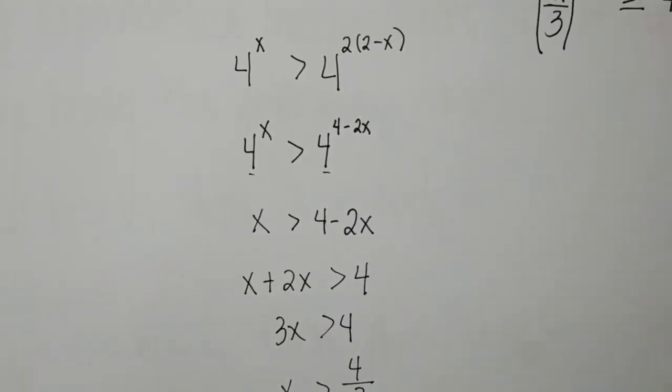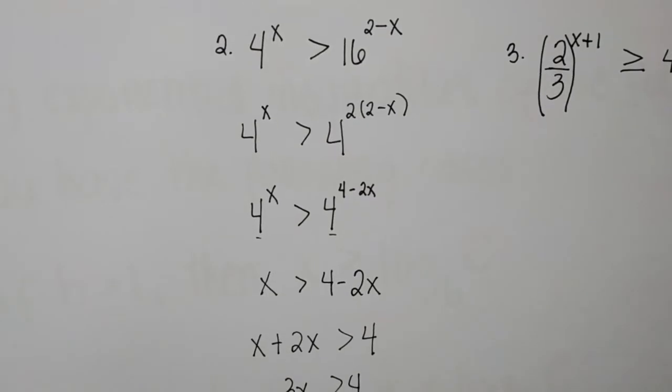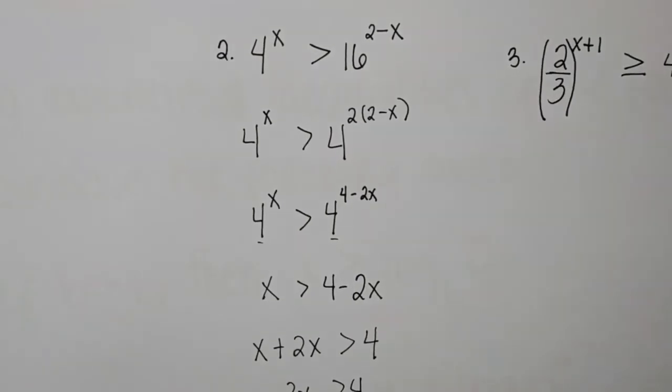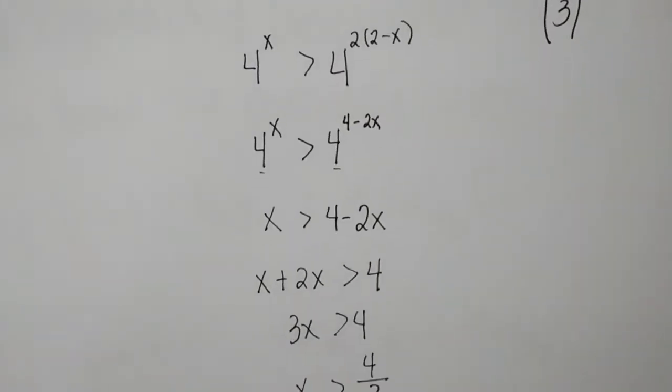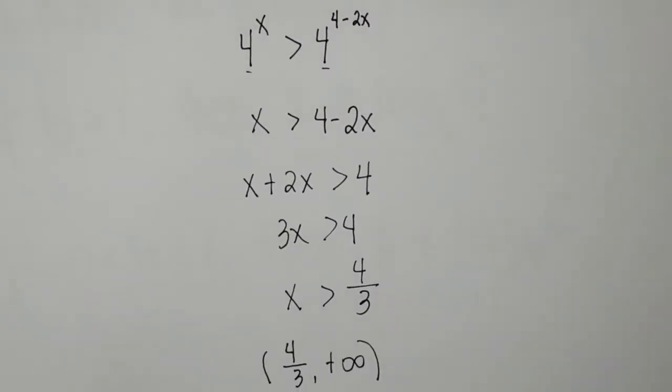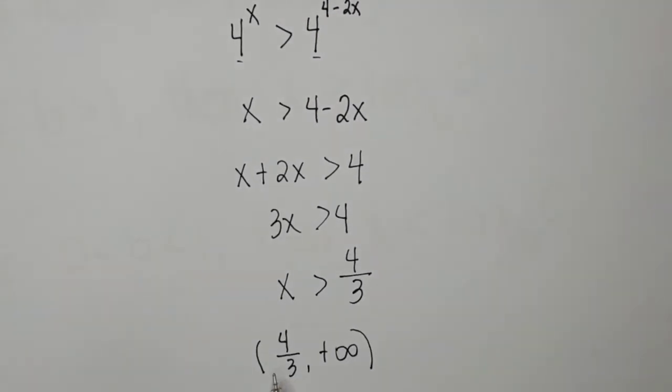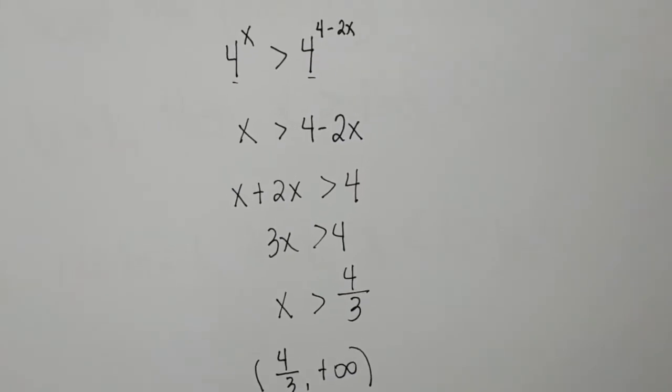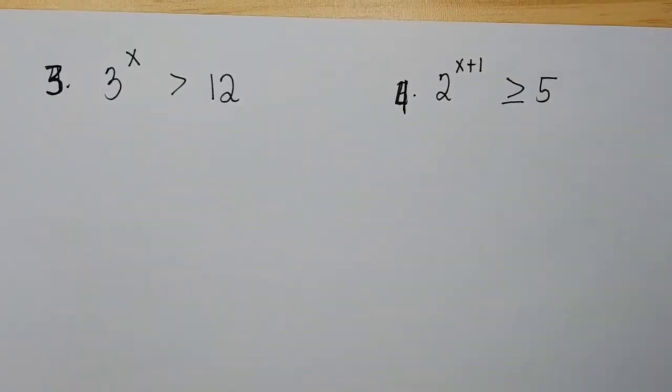Again, sa number 2, this is our number 2. We have 4 to the power of x greater than 16 to the power of 2 minus x. So, dapat yung value is, we have here open interval 4 over 3 going to positive infinity. Okay, so example number 3 tayo.